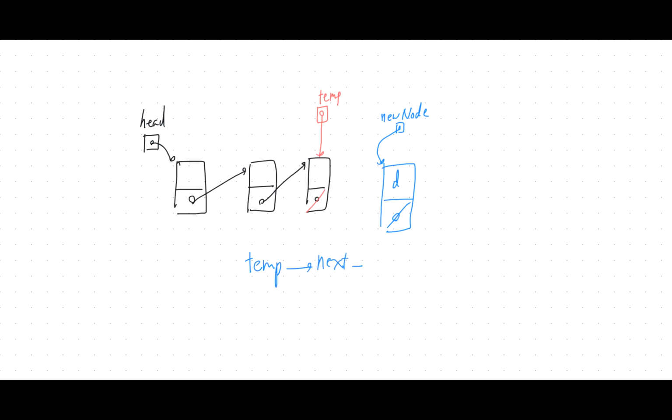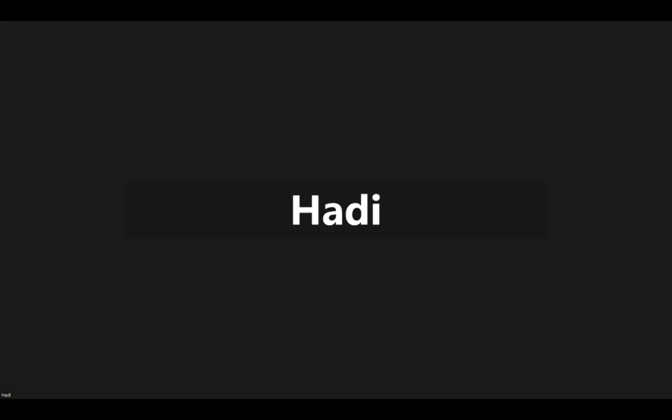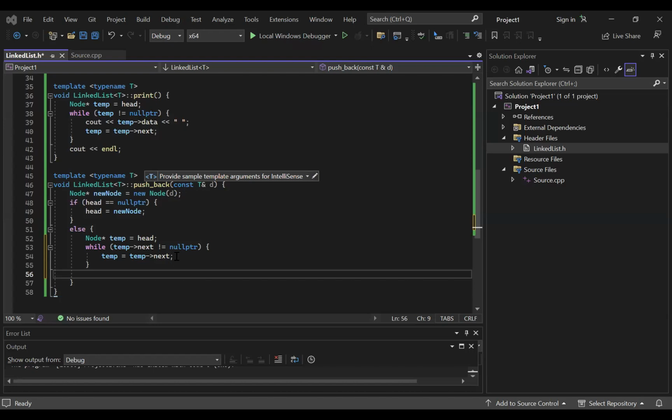And what should be the address stored in here? The address of this new node. Where can I find that address? In this pointer here. New node. So it's as simple as that. Just one line. Okay. Back to the code. And yeah, so outside the while loop, what we do is we say temp arrow next is equal to new node. And that's it. That's push back for you.